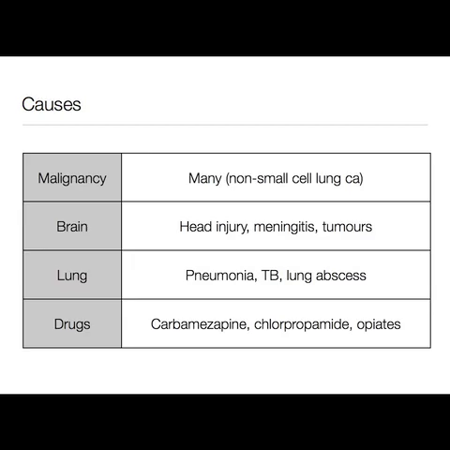The causes are very important to be aware of, and perhaps the most well-recognized cause is malignancy. Now, many malignancies can cause SIADH, but the most common ones are non-small cell lung cancers. Other things to be aware of are brain pathology, such as head injury, meningitis, and various tumours. Lung disease, so pneumonias can cause it very commonly, as can TB and abscesses. And finally, drugs. And the most important ones to be aware of are carbamazepine, chlorpropamide, and opiates.